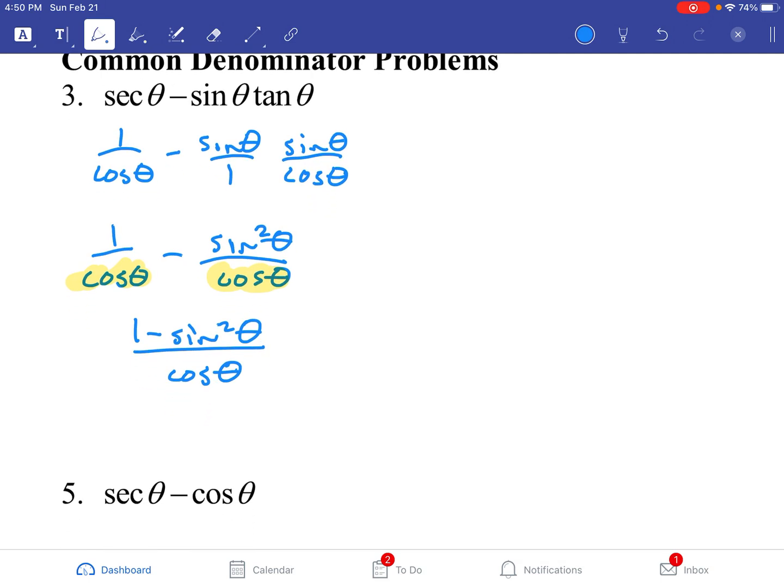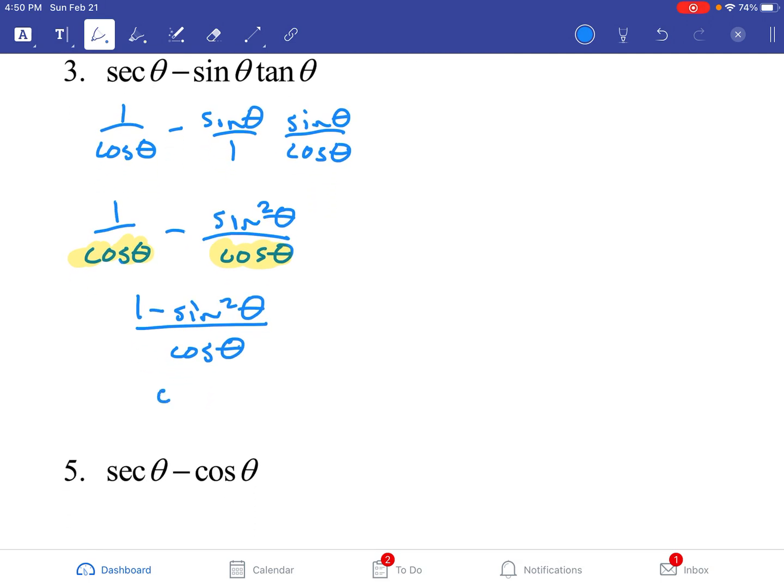You should recognize that 1 minus sine squared is a Pythagorean identity, which gives you cosine squared over cosine. And then one of these cosines can cancel with one of them at the top, and we're left with cosine of theta as our answer.